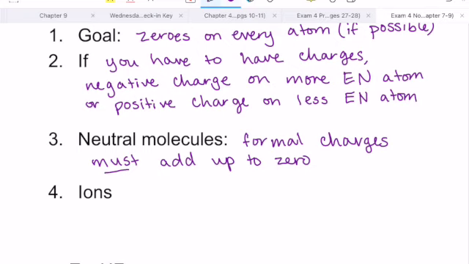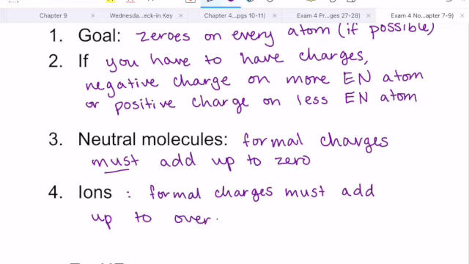But if we have an ion, then what should our charges add up to? Whatever the charge is on the ion, right? That makes sense. So if we have an ion, then the formal charges must add up to the overall ion charge.